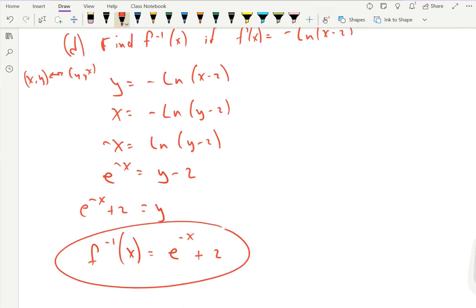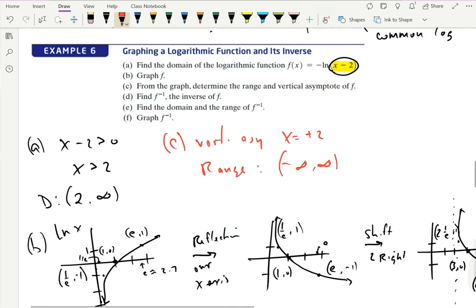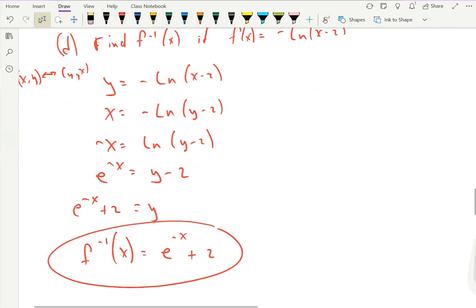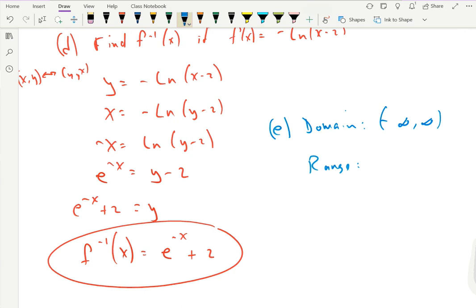Okay. So let's find the domain and range. Letter E was find the domain and range of the inverse, and then we're going to graph the inverse. So on letter E, the domain and the range. When we're doing our exponential functions, there are no restrictions on our domain here. So that's going to be negative infinity to positive infinity.